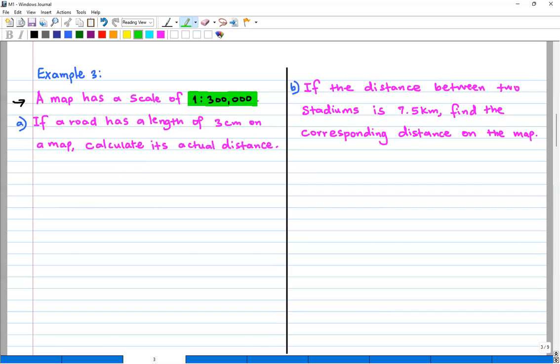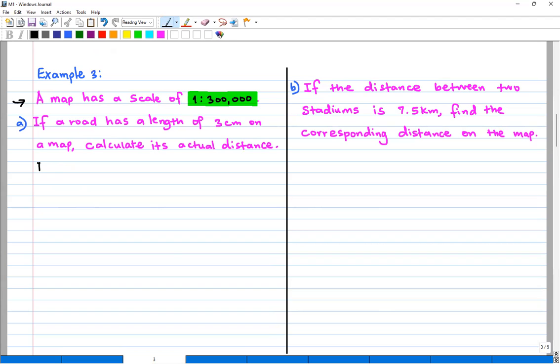Now, normally, the distance is measured in kilometers. Because the distance is always long, we cannot have the distance in centimeters. Centimeters is the smallest unit. Maybe you may have distance in meters if it is shorter, but when you are talking about long distance, you will be using kilometers. Now, let us change and write our scale.